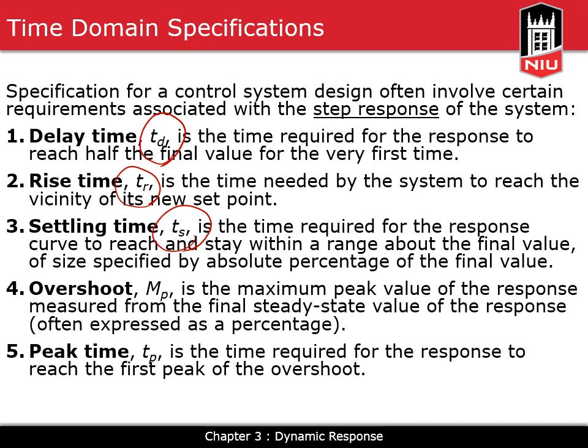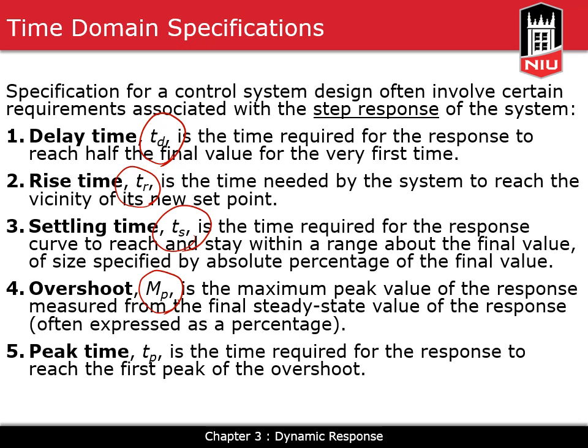Next one is overshoot. We use MP to show the overshoot. This is the maximum peak value of the response. This is only going to happen if we have an underdamped response, which has some oscillations and obviously an overshoot. If the response does not have any overshoot, any place where it goes above the final value, there is no overshoot. So basically overshoot would be 0.